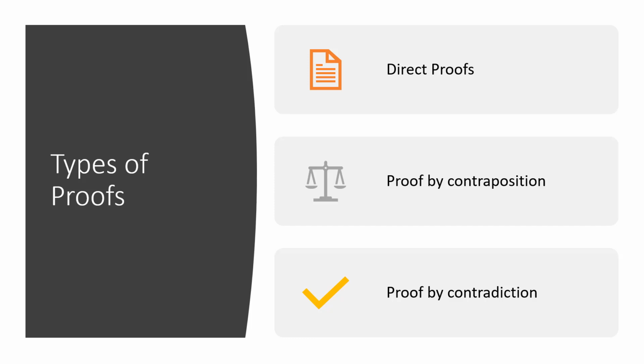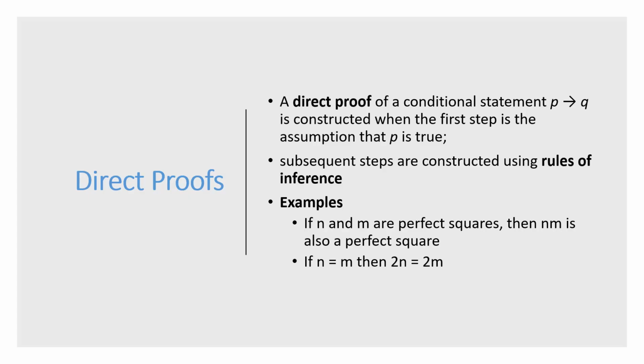So there are three types of proofs that we will look into in this section: direct proofs, proof by contraposition, and proof by contradiction. Direct proof is essentially a conditional statement. We assume P and we want to show Q. That's a direct proof. So we use the rules of inference to get there.